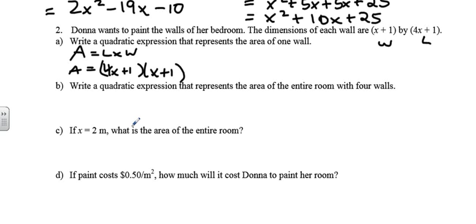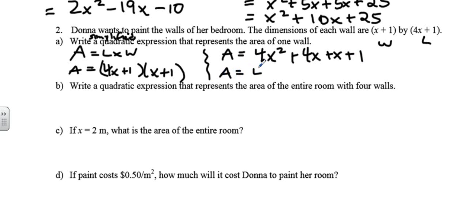Now it says, write a quadratic expression that represents the area of the entire room with 4 walls. Well, before I do that, I'm going to simplify this expression. If it said write a simplified quadratic expression, then I would have to FOIL this. So I'm going to go ahead and do that. The first is 4x squared. The outside is 4x. The inside is x, and the last is 1 times 1 is 1. So if I wanted a simplified expression, I would have 4x squared plus 5x plus 1 when I add these two together.